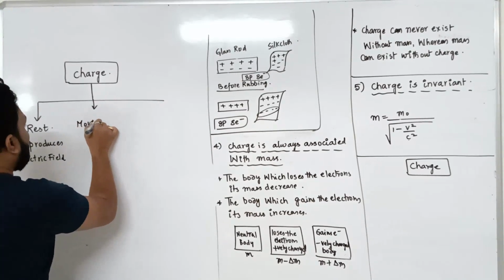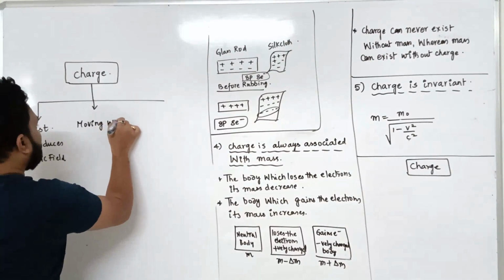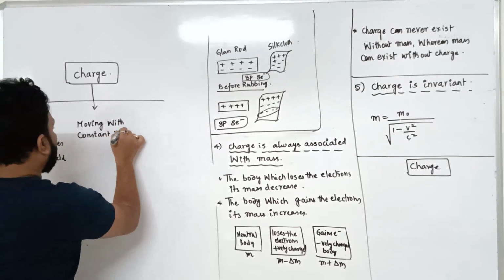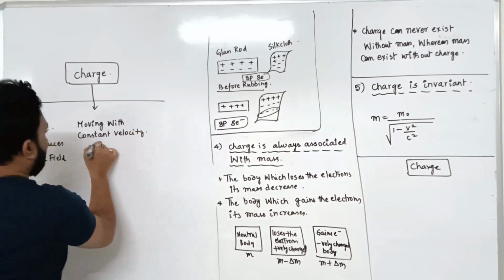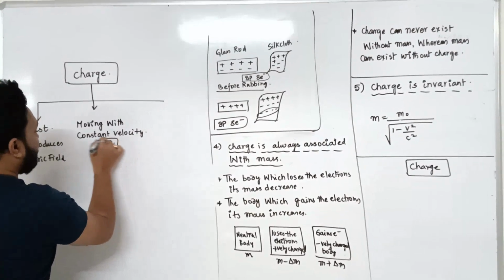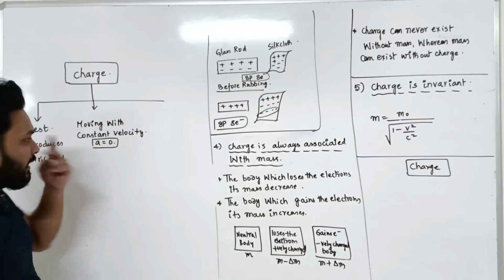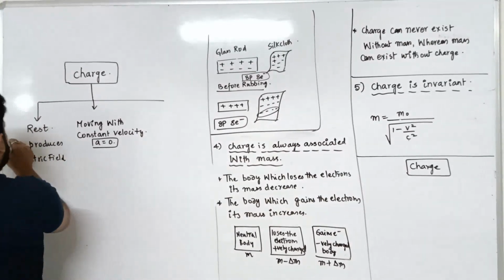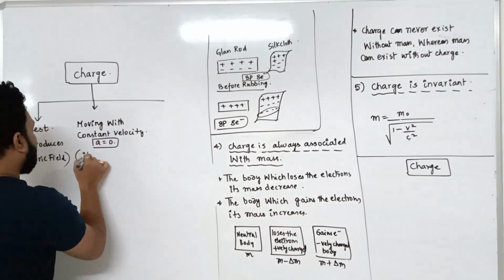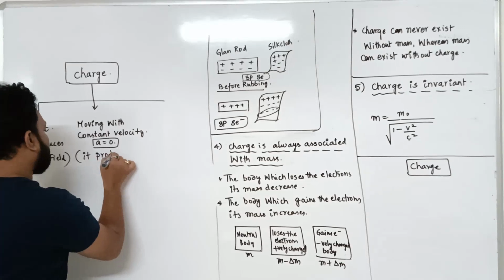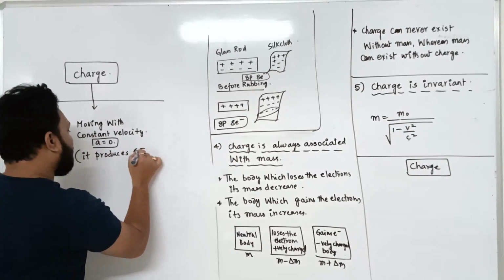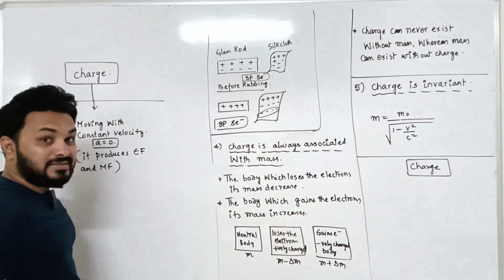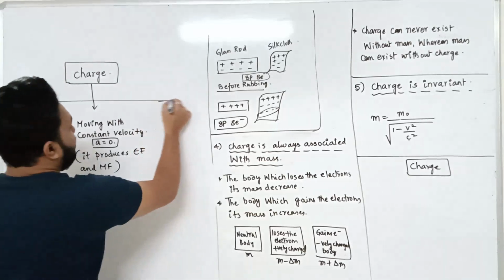whenever the charge is moving with constant velocity, what does that mean? Acceleration equal to zero. There is no change in the velocity. Acceleration is zero, so the change in the kinetic energy will be zero. It produces electric field and magnetic field as well. We will see this in moving charges and magnetism.